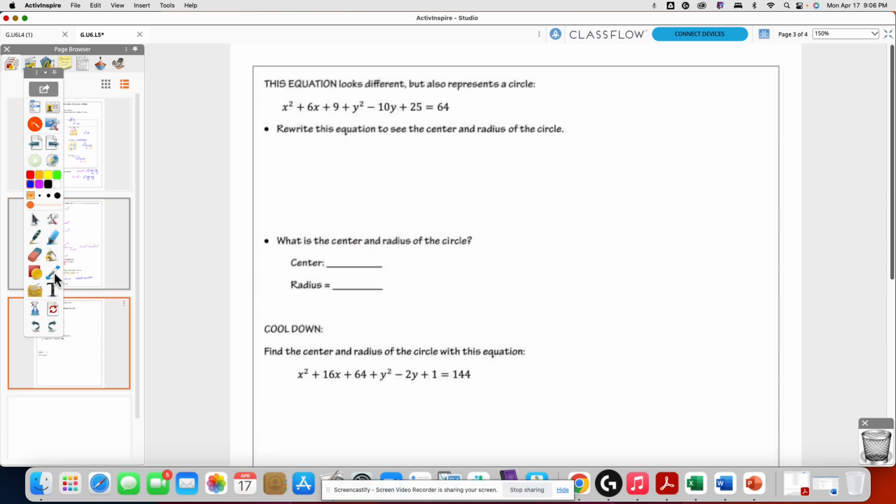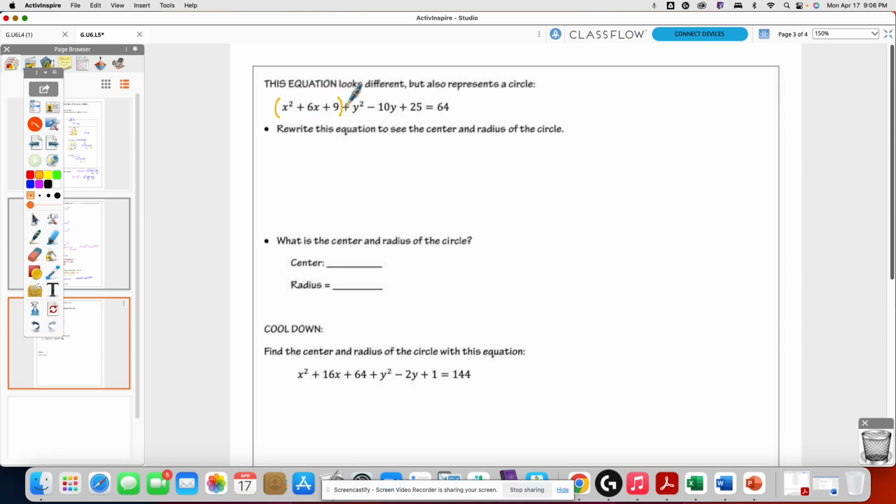Now, this equation looks different, but it also represents a circle. So we are given x squared plus 6x plus 9 plus y squared minus 10y plus 25 is equal to 64. So what we want to do is to rewrite this so that we can see the center and the radius of the circle. So how do we do it? You group the first three terms together. So we have x squared plus 6x plus 9.